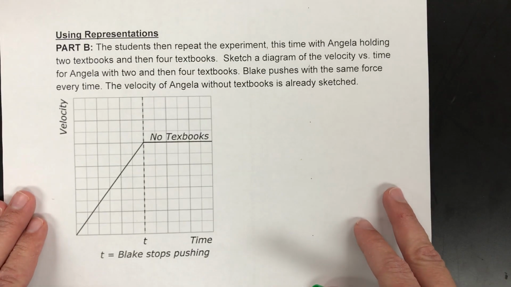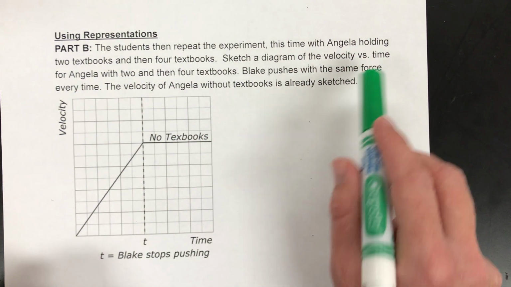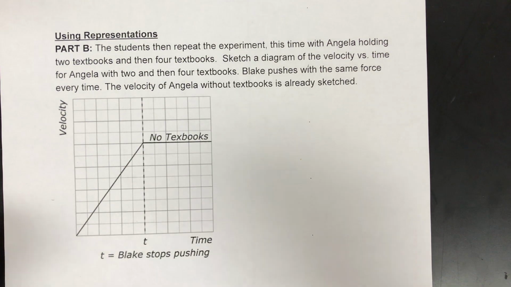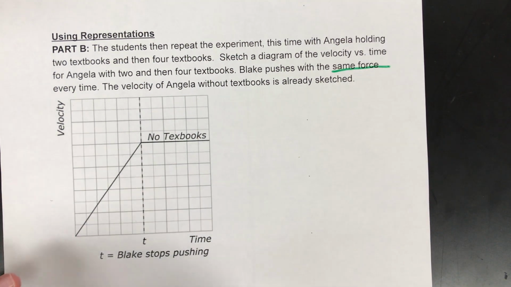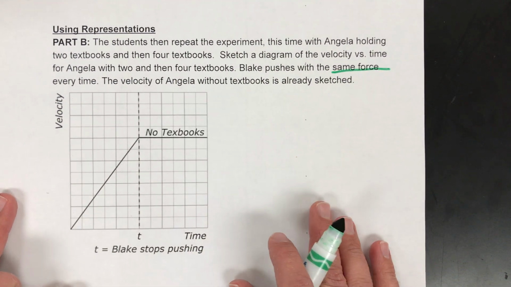Okay, let's go to part B. So in part B it says, the students repeat the experiment. This time, Angela's holding 2 textbooks and then 4 textbooks. Sketch the diagram of the velocity versus time for Angela with 2 and then 4 textbooks. Blake pushes with the same force. That's very important every time. So the velocity of Angela without textbooks is already sketched there.